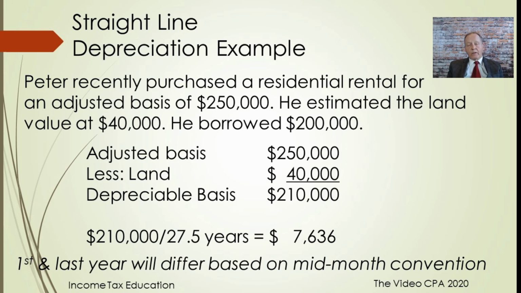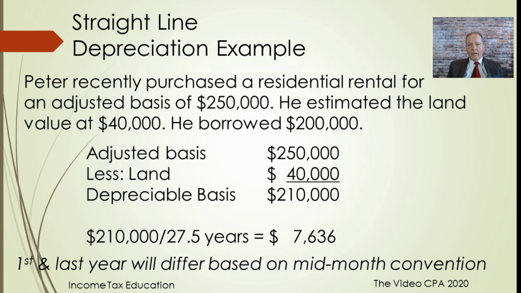$250,000, we have to subtract the land, of course. In this case, the land's valued at $40,000, so we come up with a depreciable basis of $210,000. Now, in this case, we're just throwing in that he borrowed $200,000, which means he put down cash of $50,000 when he bought this particular residential property.